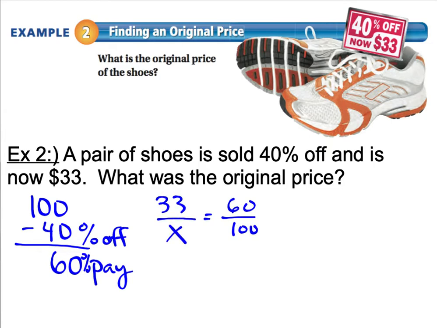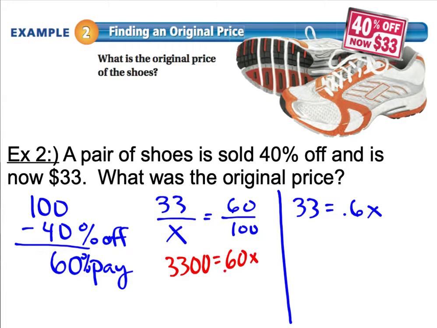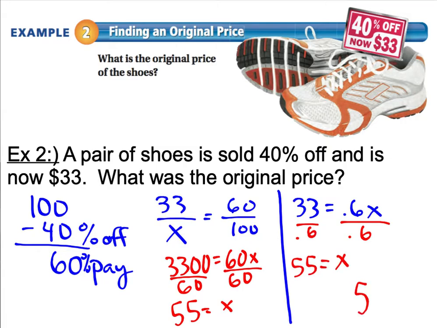So using the percent proportion, that would be the setup. You could say that $33 is 60% of X, and that would be the percent equation setup. Both of these will give the same answer. On the percent equation, 3,300 equals 60x, and you divide by 60. And x equals 3,300 divided by 60, which is 55. So the original price was $55. If you do it with the percent equation, you also get 55. Either way, the original price of the shoes was $55.